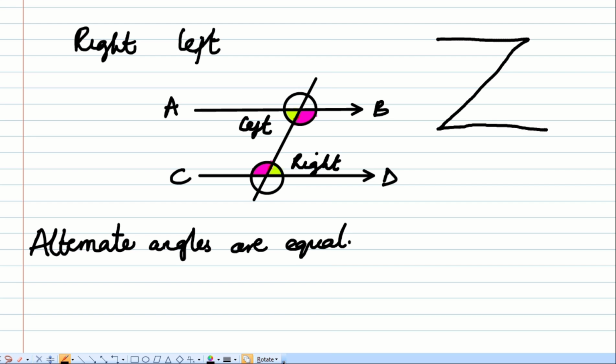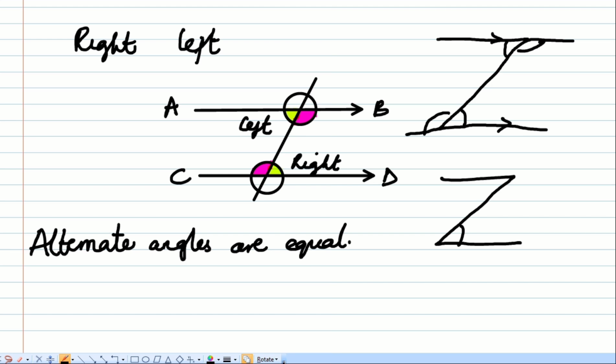So if you see a Z, and you see that these two lines must be parallel, then this angle here will be alternate to this angle here. That's how it works. If I extend this line, this angle here will also be alternate. So alternate angles form something like a Z, alright? That's how to remember it. Alternate angles are always equal.